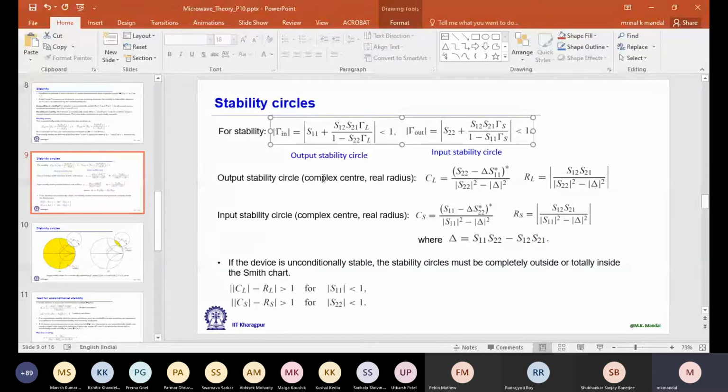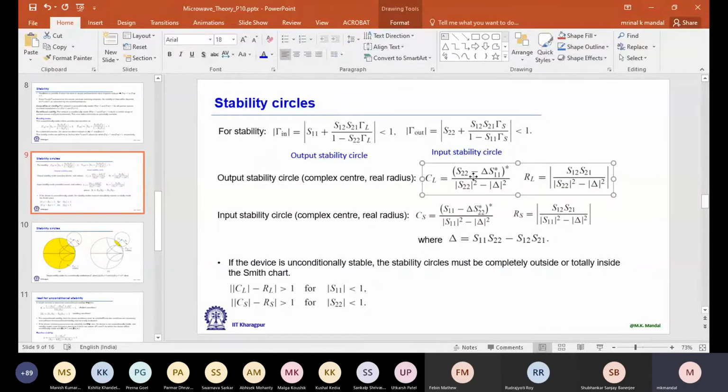Now we put it equal to 1, and from that we solve for the circle equation and find the expression for the center point of the circle and the radius of the circle. If you solve it, the radius becomes a real quantity, as it should be, and the center should be a complex quantity. We are plotting in a complex gamma plane, so you have some imaginary point and some real point. So it is given by this complex quantity.